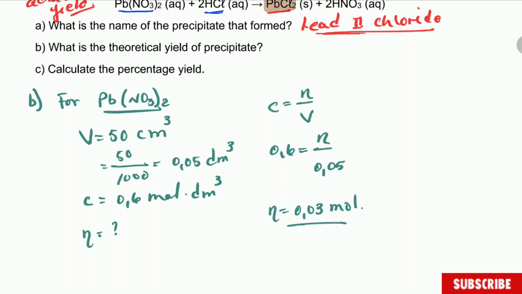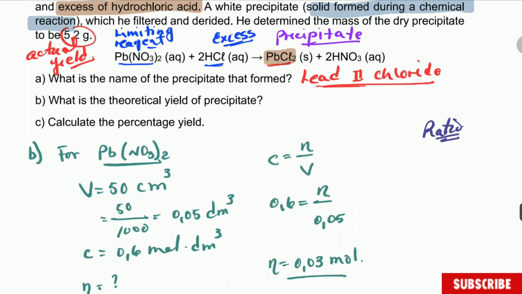Now what we are going to do next, we are going to work with the ratio. Ratio of what? We are going to work with the ratio of the limiting reagent. We're going to write LR to the product.